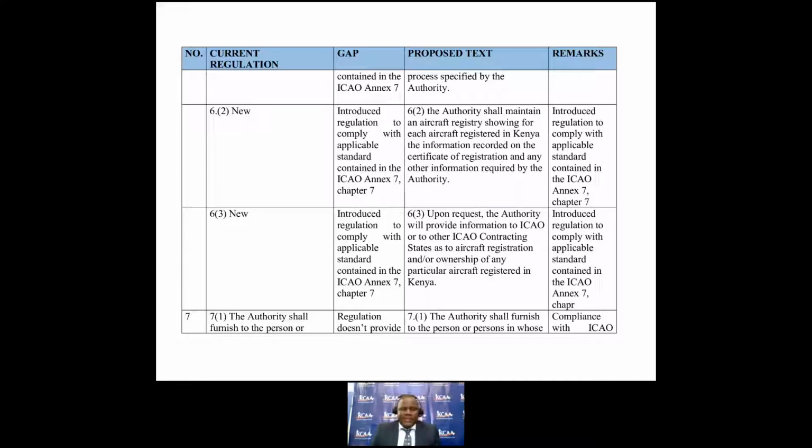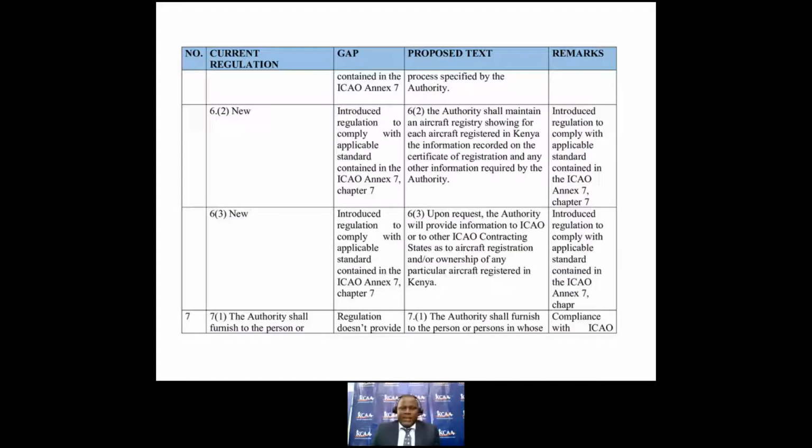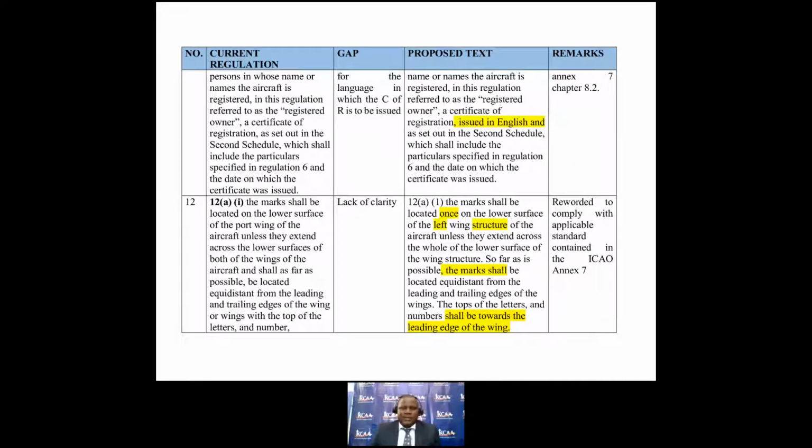Regulation 7.1, the authority shall furnish the person or persons in whose name or names the aircraft is registered, in this regulation referred to as the registered owner, a certificate of registration as set out in the second schedule, which shall include the particulars specified in Regulation 6 and the date on which the certificate was issued. For this, we have made an amendment to provide for the language in which the C of R, the certificate of registration, is to be issued. We have introduced the word, the C of R should be issued in English.